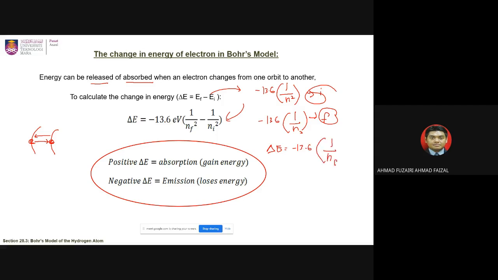times 1 over n_f squared minus 1 over n_i squared, whereby the value will be based on this. A positive delta E is called absorption, meaning the energy gain, the energy increase, so the energy will be absorbed. But if you get a negative delta E, that means the energy is lost.